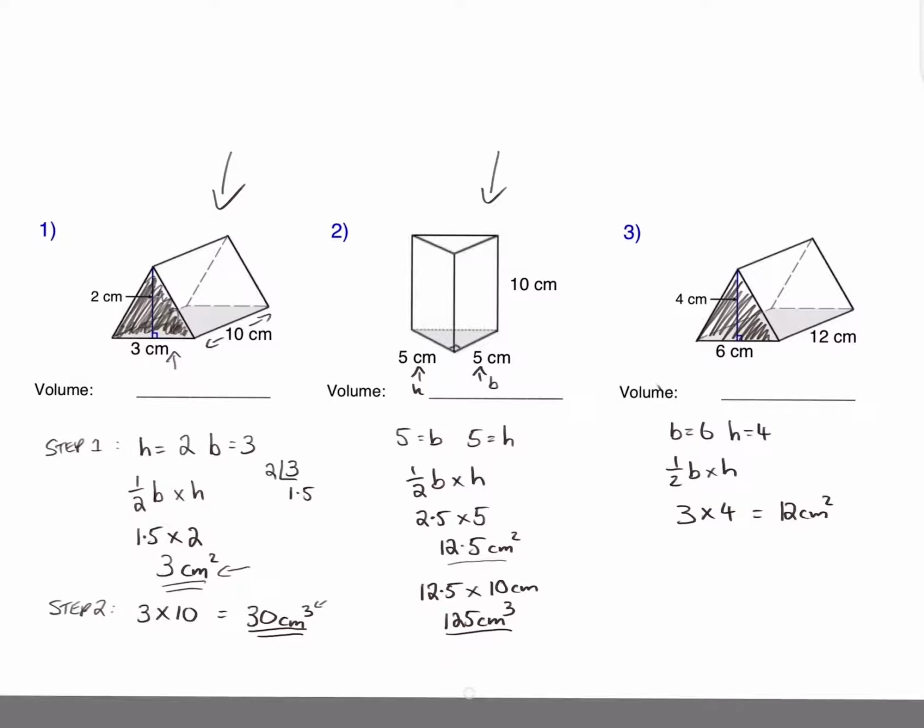Now what we do is multiply the 12 centimeters squared, which is the area, by 12 centimeters, because that's the depth. And 12 multiplied by 12 is 144. And that will be centimeters cubed. So that is our answer, and I'll just put the other answer here, and that's the first answer.